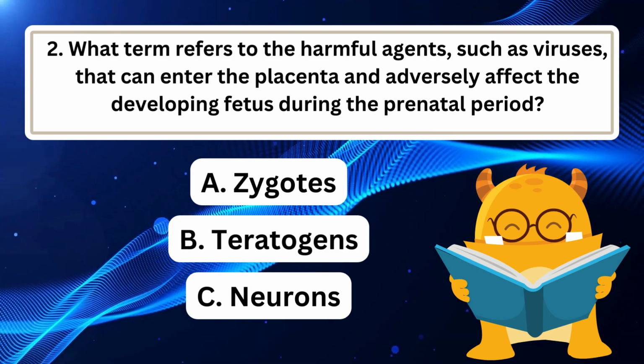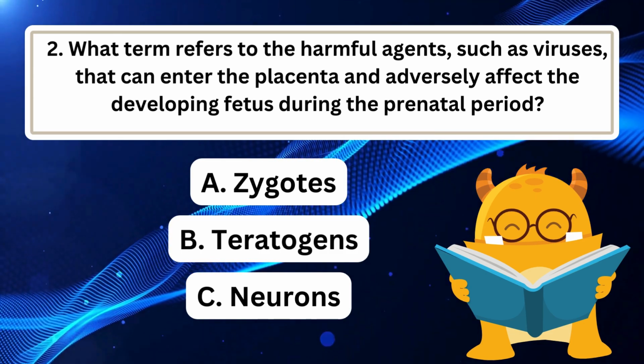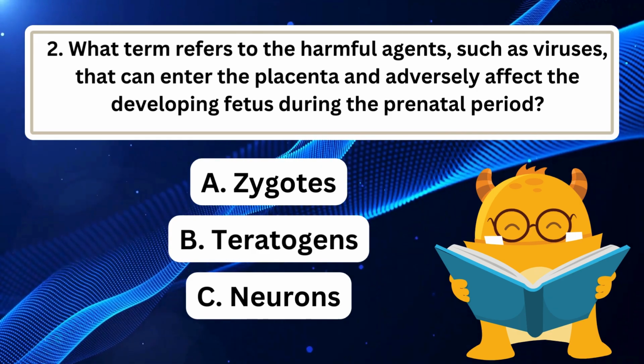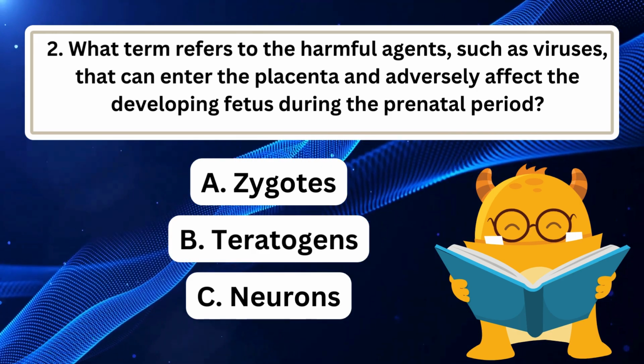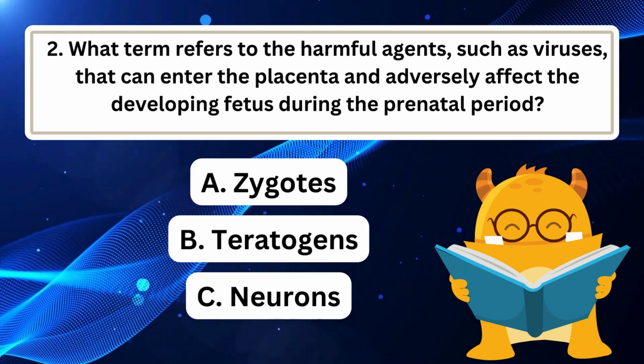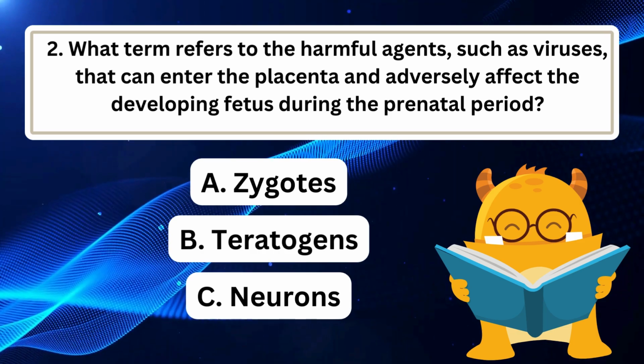Two. What term refers to the harmful agents, such as viruses, that can enter the placenta and adversely affect the developing fetus during the prenatal period? A. Zygotes. B. Teratogens. C. Neurons.